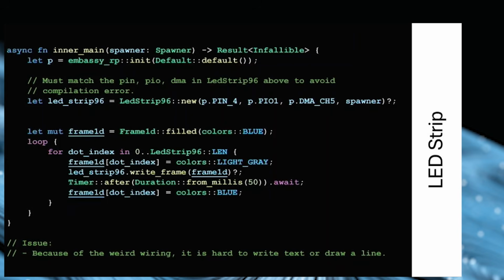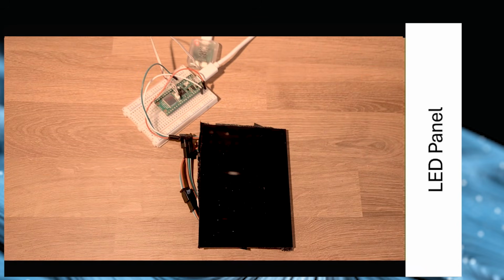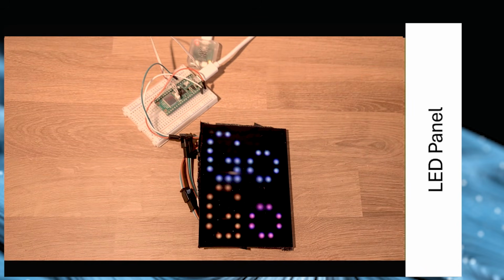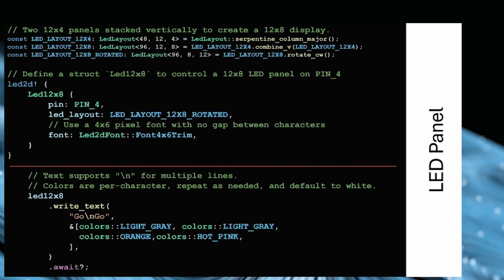So I think that's fine, but what gets annoying is imagine trying to write a word of text onto a thing like this. You have to address in a zigzag fashion, or draw a circle, or a line. It's literally a nightmare. So here's a demo where we're going to do that, and we're going to see how it works. Downloading our program, and we're just writing the word go to the display in white and in colors.